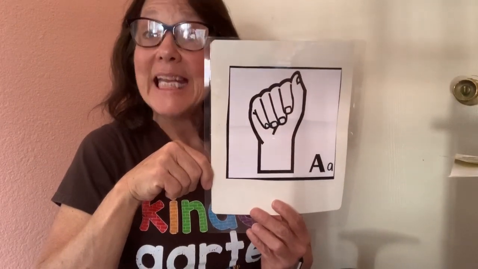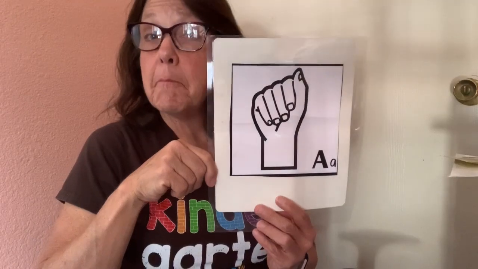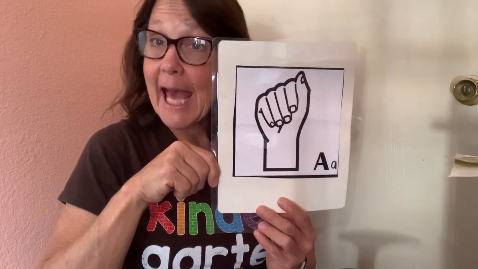Here is the sign language for the letter A. To make the letter A with your hand, to sign it, you simply put your hand up, curl in your four fingers, and close your thumb. Now you try it. Put your hand up, curl in your four fingers, and close your thumb. This is the sign language for the letter A.